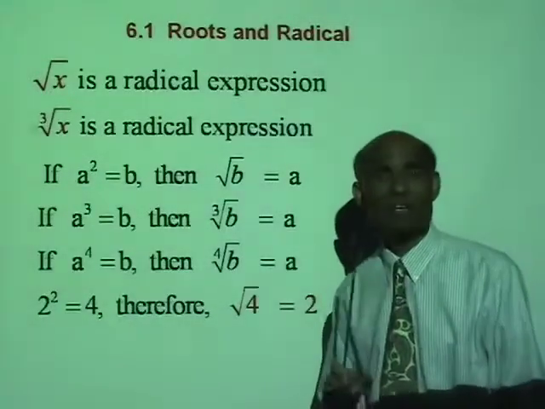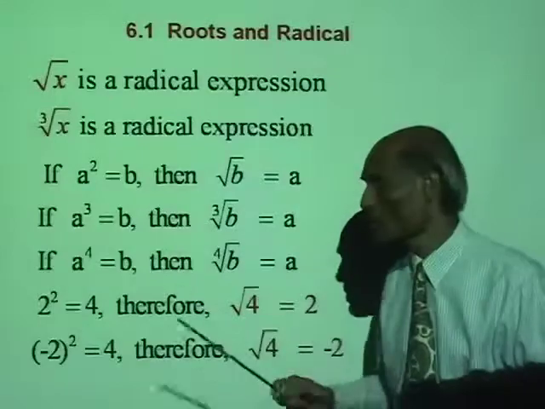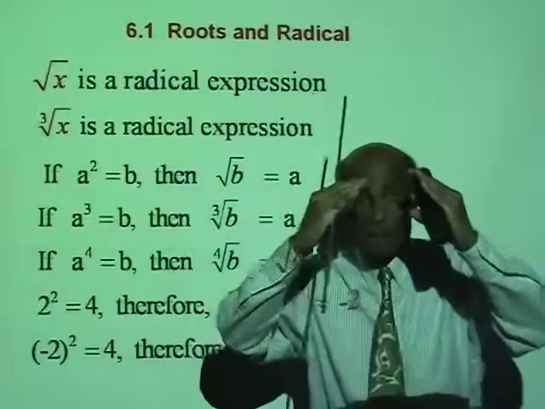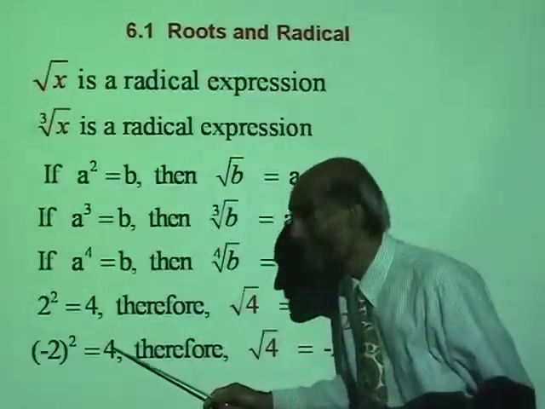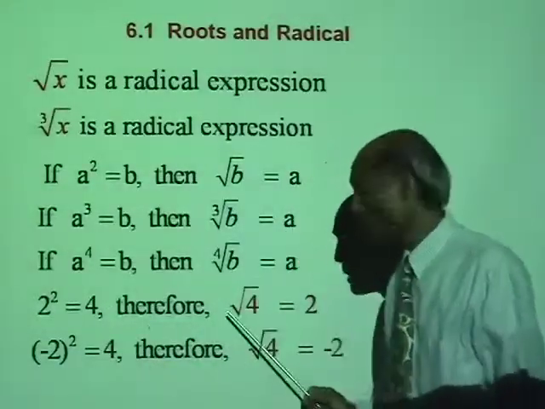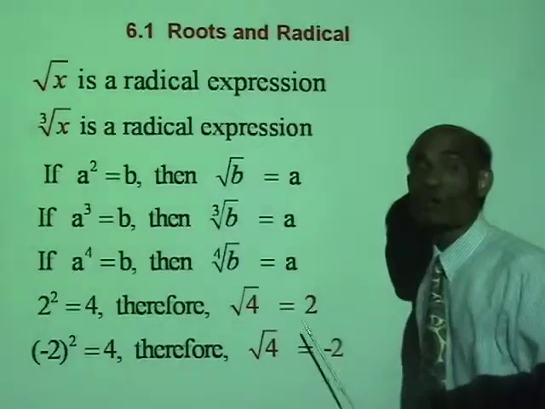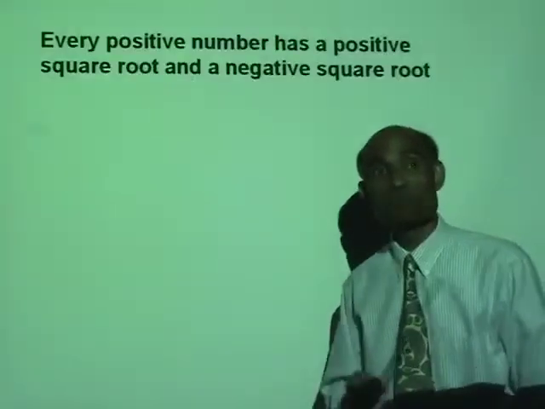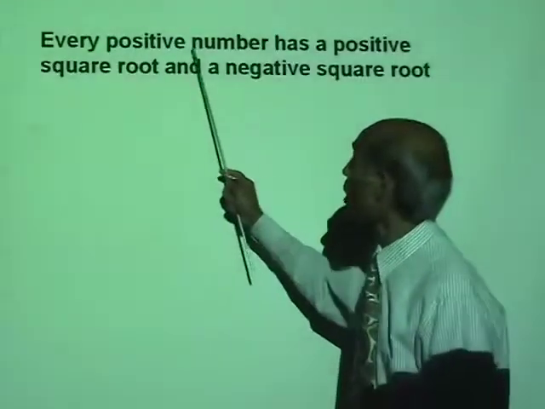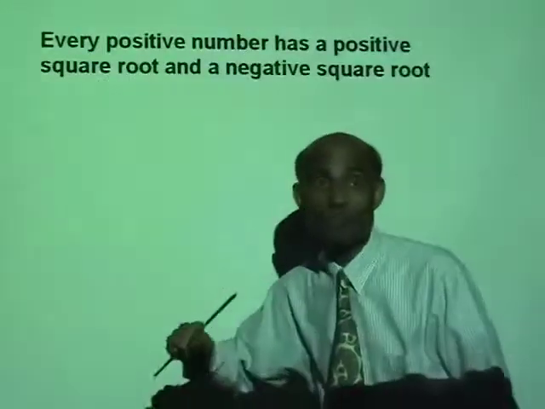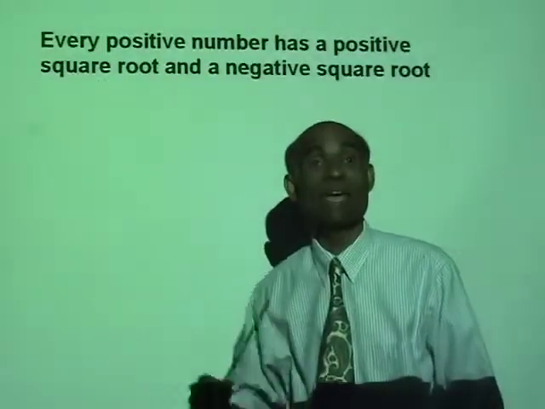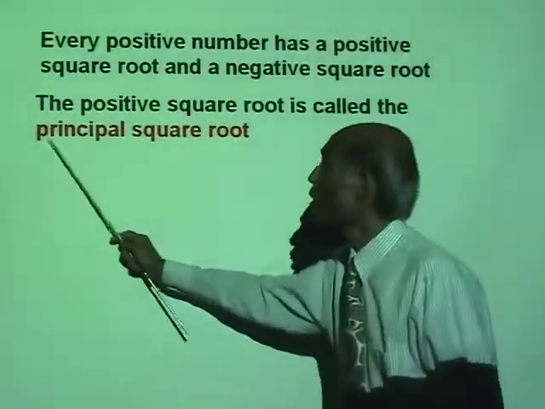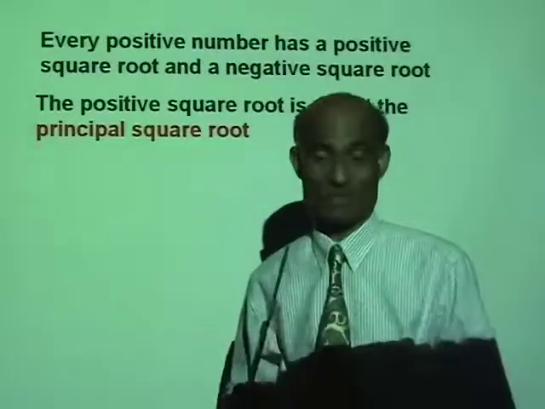Now, there is something that is misleading here. Now, look at this. Negative 2 all squared. If you square negative 2, you get the same result 4. Therefore, square root of 4 can also be negative 2. Well, what is misleading there? Every positive number has a positive square root and a negative square root. The positive square root is called the principal square root.